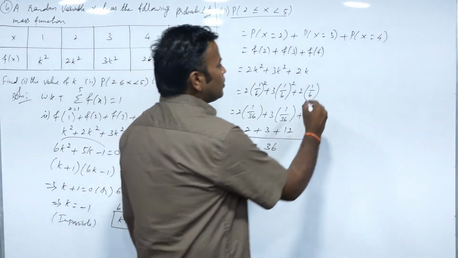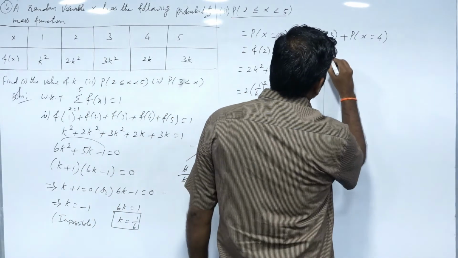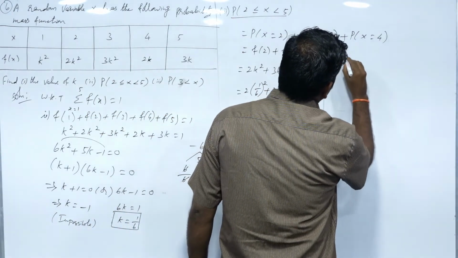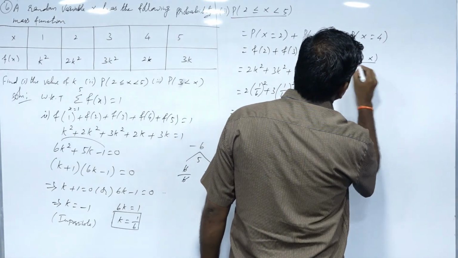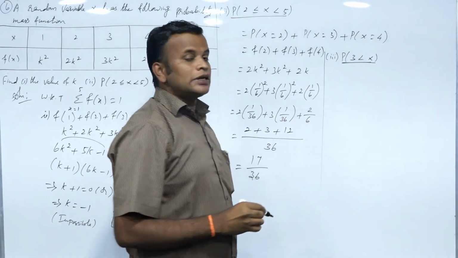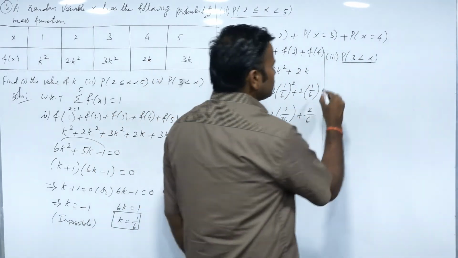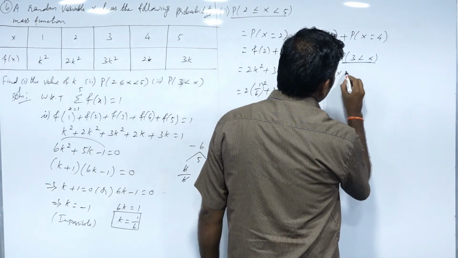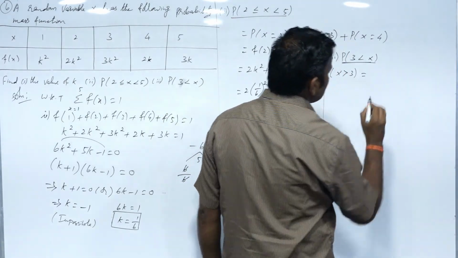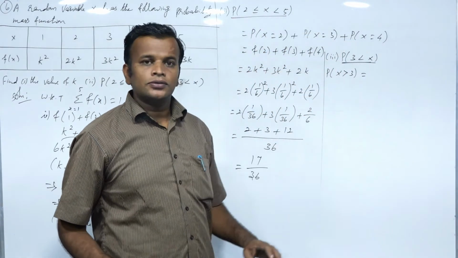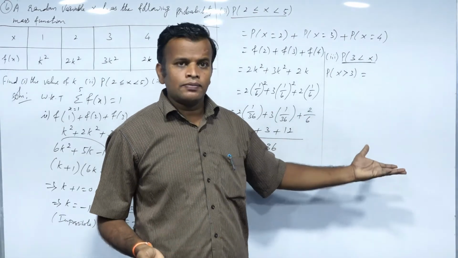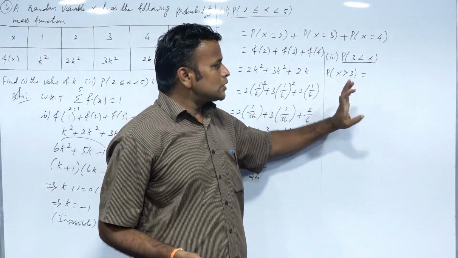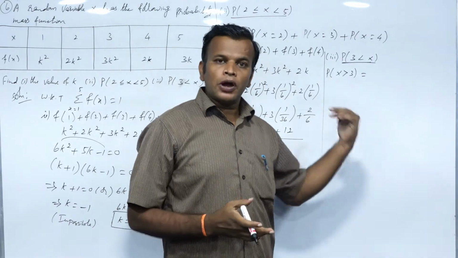Now we move to the third one. What is the third one to find? P of 3 is less than x. I write P of 3 is less than x in another form. P of x is greater than 3 also. Okay? We write in this form also. 3 is less than x or x is greater than 3. Both are the same. So for the random variable x greater than 3, we find its probability value.